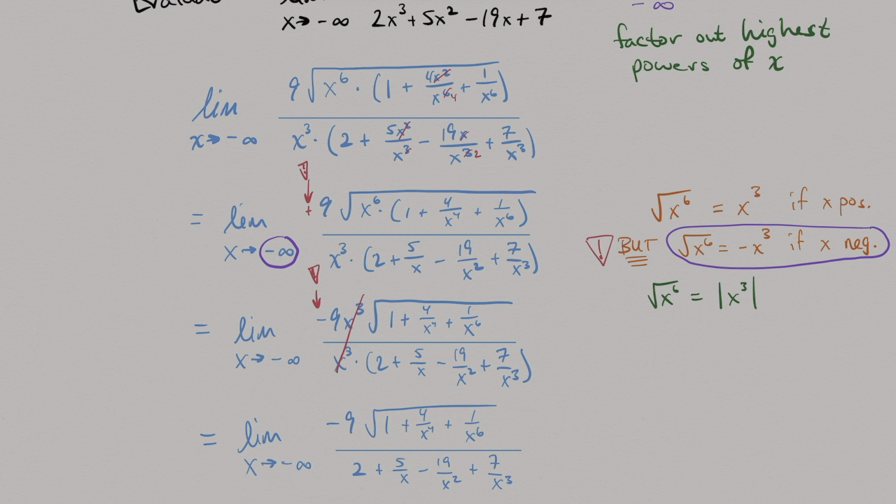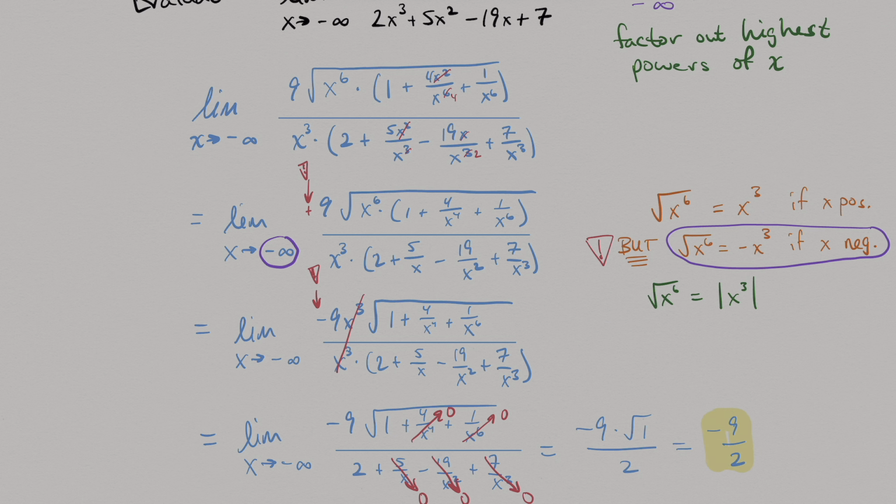So now when we try to share 4 things with infinitely many people, we get 0. 1 thing with infinitely many people, 0. 5 things with everybody, nothing. 19 things with everybody, we get nothing. 7 things with everybody, we get nothing. When the dust settles, we have negative 9 times the square root of 1 over 2, which is negative 9 halves.